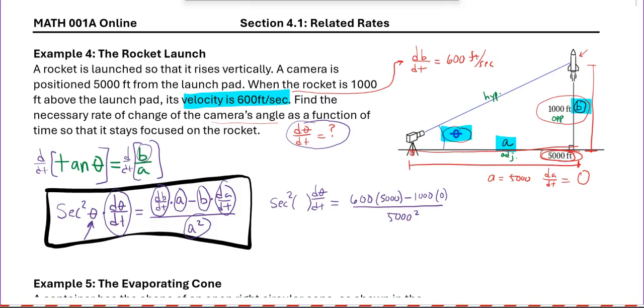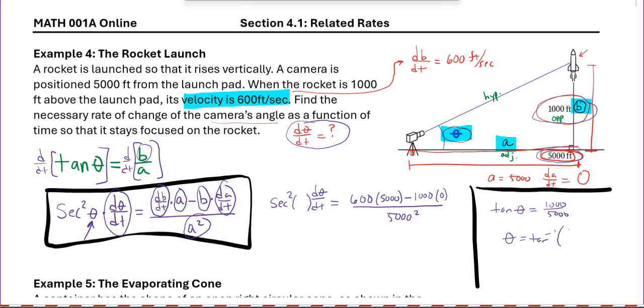Let's go find theta. How are we going to do that? We're going to use a little trigonometry. That's because we know the opposite and the adjacent, and we know that the tangent function, which is what we started with, is equal to the opposite over the adjacent. And that means that theta is tan inverse of 1,000 over 5,000. Great, that is our angle.